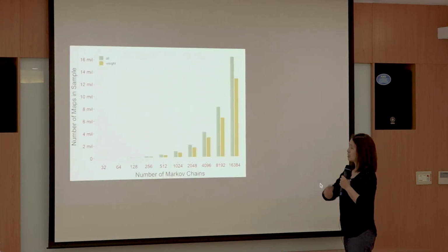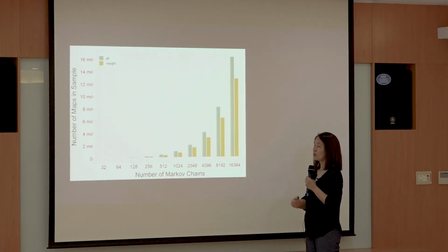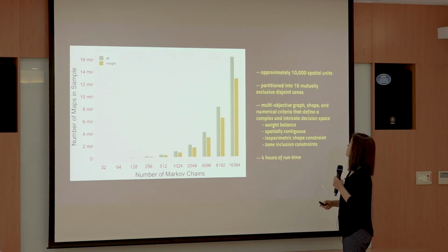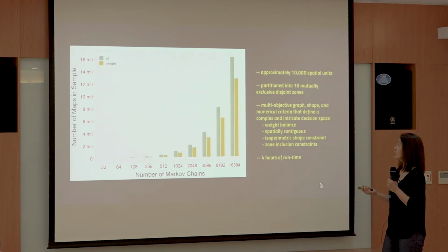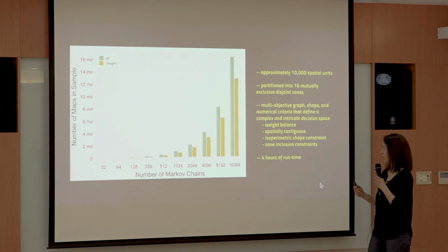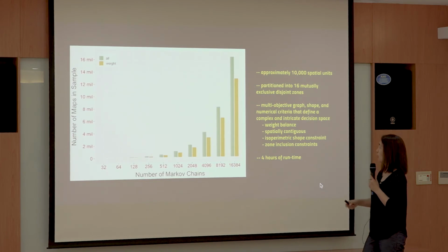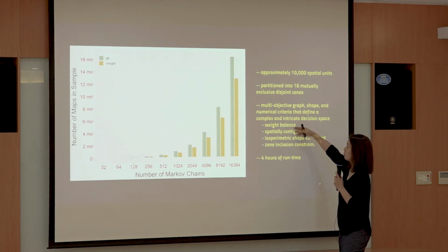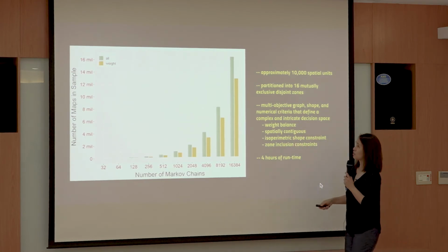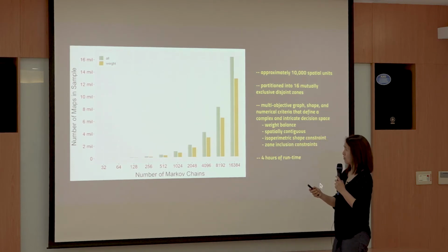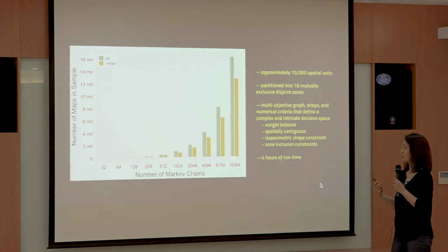And then that was the little application with 25 precincts, 3 districts. This one is 10,000 spatial units partitioned into 16 units. And so here we went up to 16,000 processors with 4 hours of runtime on Blue Waters. And also here using a lot more constraints on what the maps are supposed to look like. And so we were able to create millions of maps in about 4 hours of compute time on a very large application.